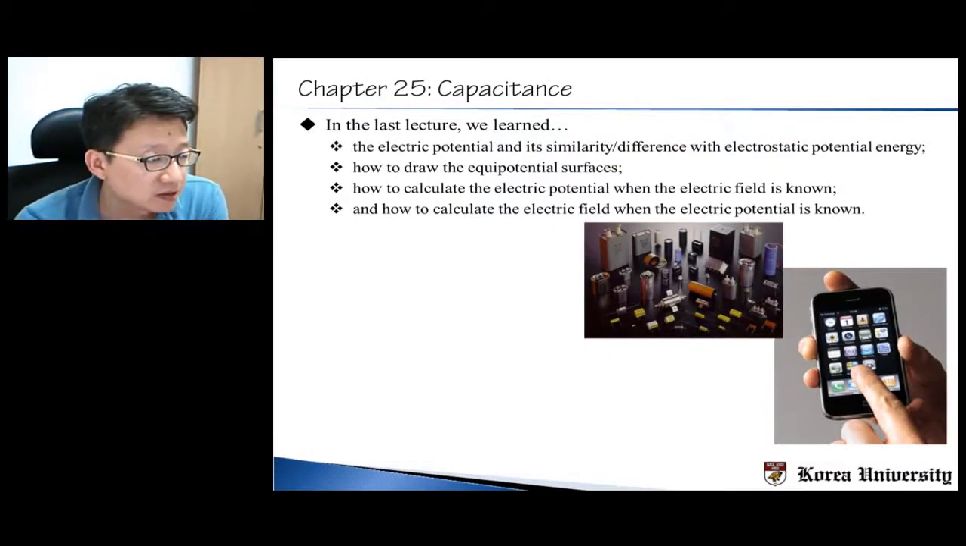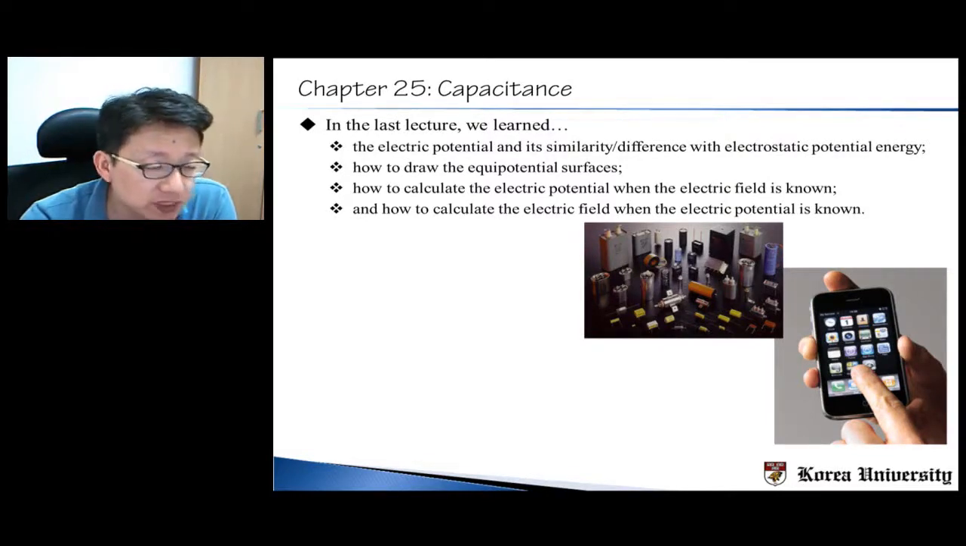Okay, just like always, let's make a brief review of last week's lecture before we move on to this week's lecture. In the last lecture, we learned the electric potential and its similarity and differences with respect to electrostatic potential energy. We also learned how to draw the equipotential surfaces, how to calculate the electric potential when the electric field is known, and finally, how to calculate the electric field when the electric potential is known.